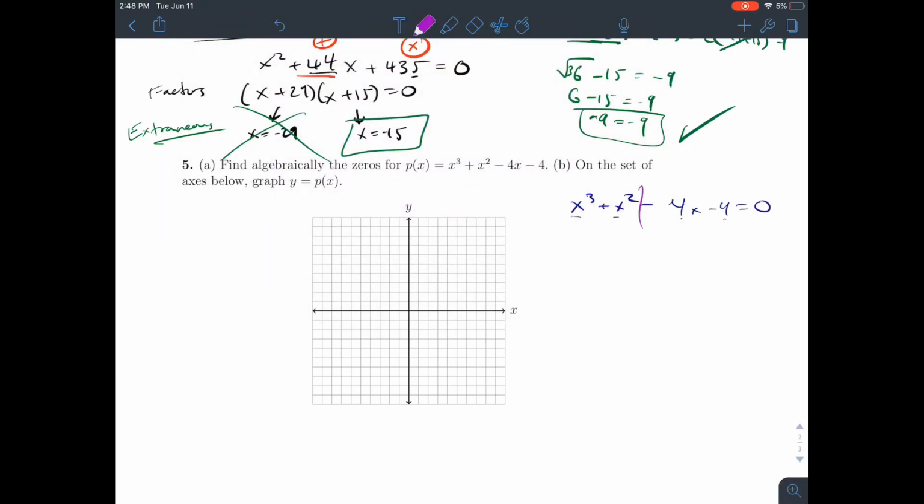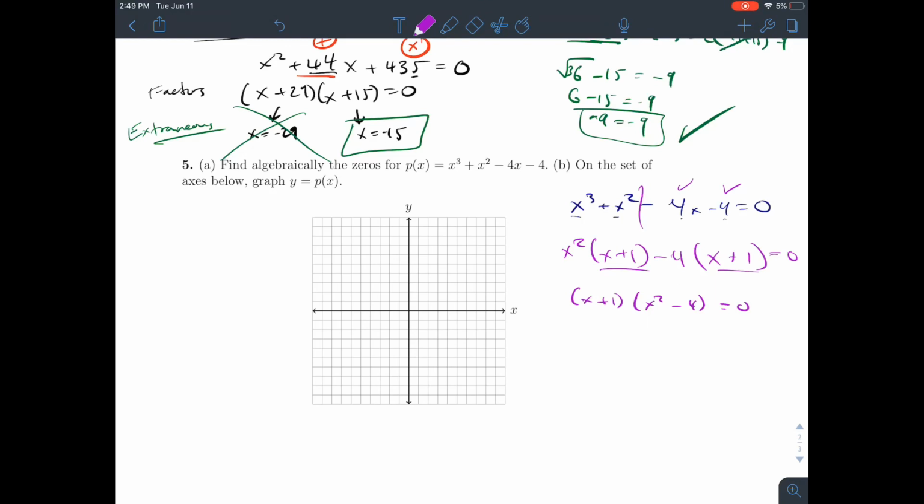So we split it into 2 parts. We get x squared times x plus 1 minus 4 times x, negative 4 times positive 1 to give us negative 4. And this is great news because we get x plus 1 and x plus 1. This gives us x plus 1 times x squared minus 4 equals 0.